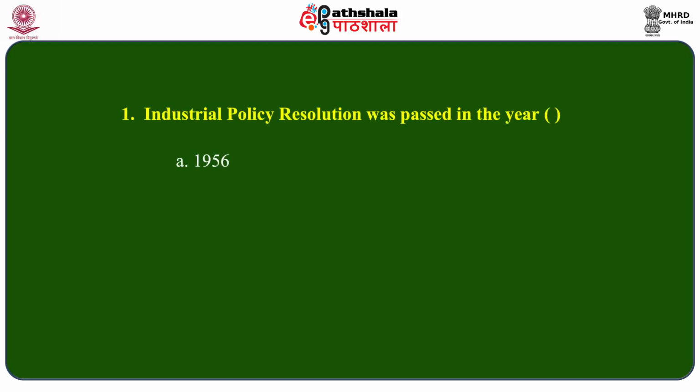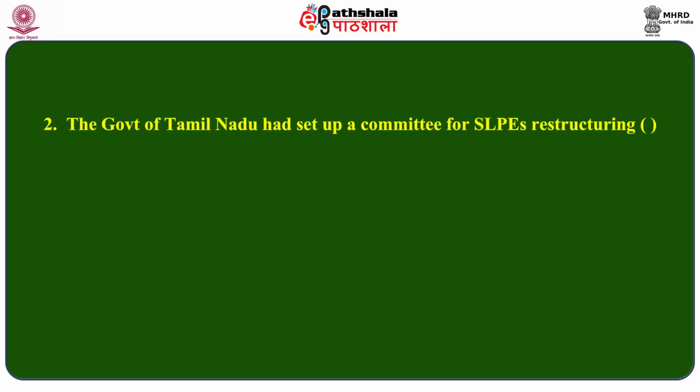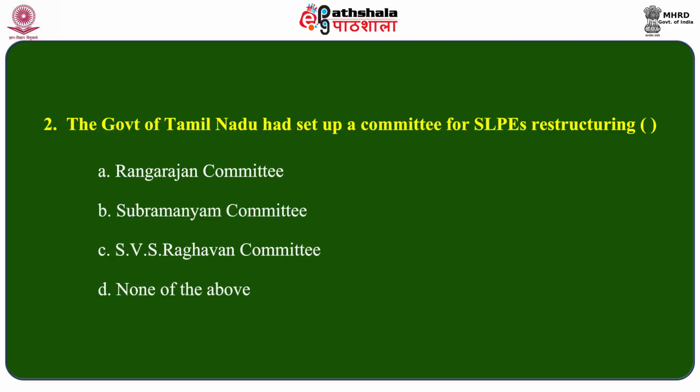And some multiple choice questions are also expected in this module. Like, when was the Industrial Policy Resolution passed? Is it 1956, 1958, 1976, or none of these? It is in 1956 that the Industrial Policy Resolution was passed. The government of Tamil Nadu has set up a committee for restructuring the SLPEs: Rangarajan Committee, Subramaniam Committee, or SVS Raghavan Committee? It is the SVS Raghavan Committee that Tamil Nadu has set up for restructuring the public enterprises.